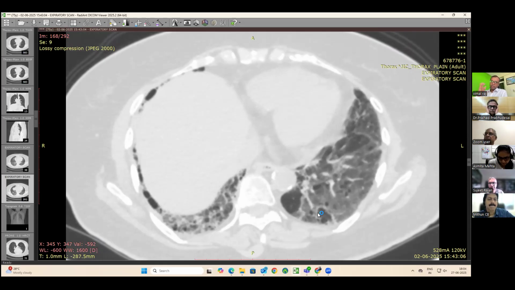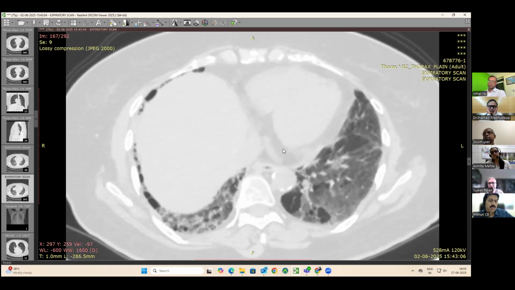There's a lot of bronchocentric disease. For me, CTD versus hypersensitivity pneumonitis would be the two differential diagnoses. Within the two of them, CTD is higher in the list compared to HP. So, hardly symptomatic, and that's the thing.